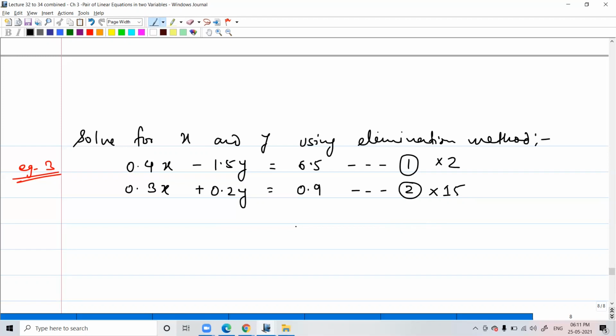Sir, after multiplying, we can subtract or add. We can do anything, sir. Yes, addition, subtraction, anything you can do.